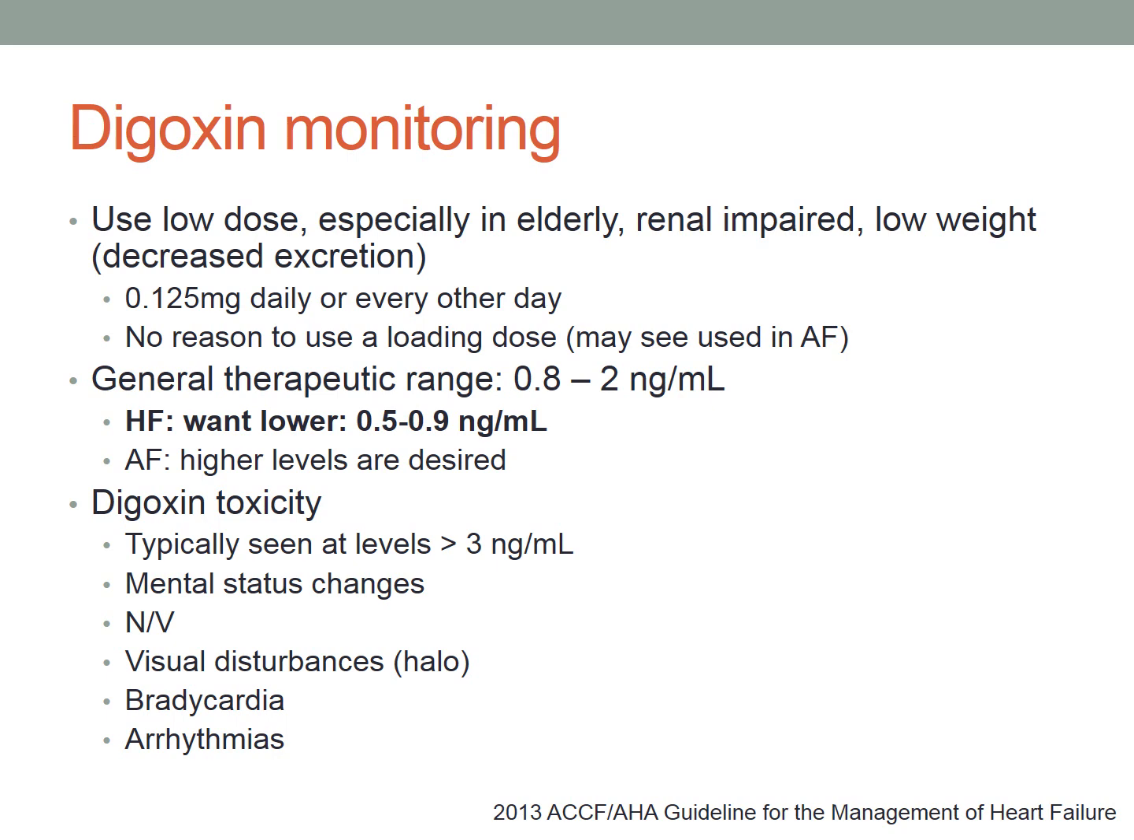Something to counsel your patients on and also to be aware of, signs and symptoms of digoxin toxicity are typically seen when levels are greater than 3. You might see patients with mental status changes, with nausea and vomiting, with visual disturbances. Sometimes patients describe this as people having halos on their heads. Also, patients may present with bradycardia or arrhythmias.